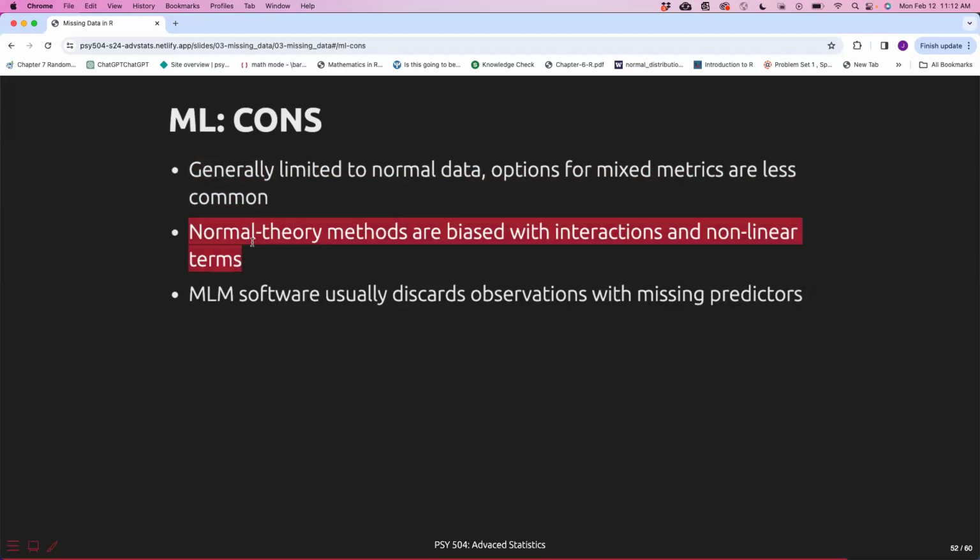If we have interactions or nonlinear terms in our model, the maximum likelihood estimate is biased. And with multi-level modeling, you can only have missingness on the dependent variable. You cannot have missingness on the predictor variables. The reason is that multi-level modeling makes specific assumptions about the dependent variable, about the normality of the residuals. It does not make assumptions about the predictor variables.